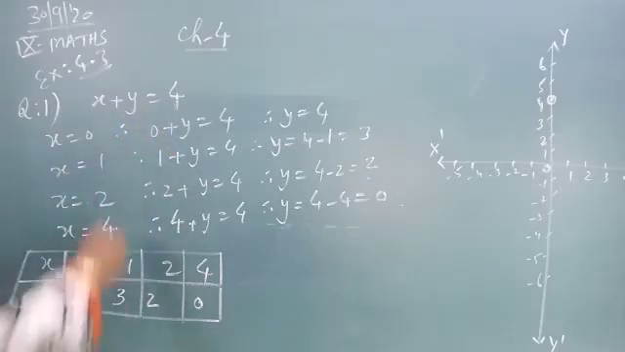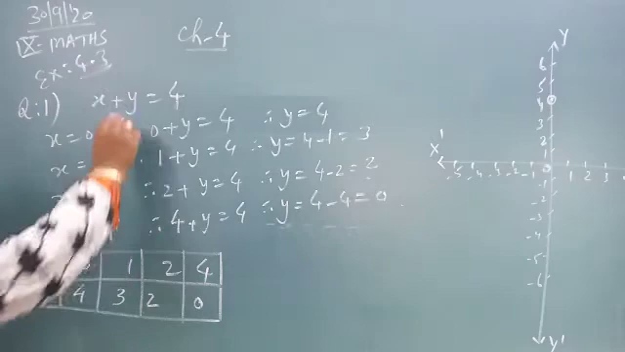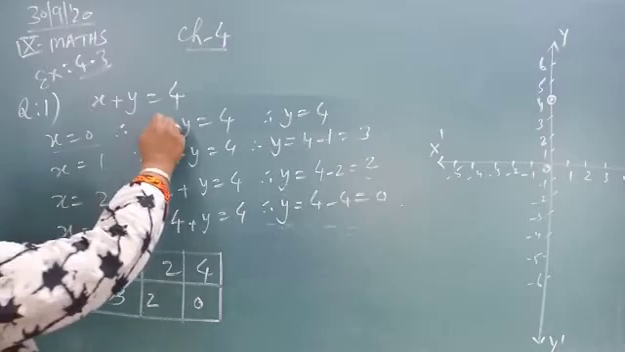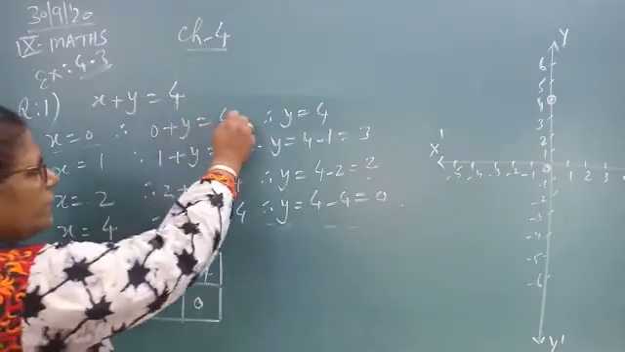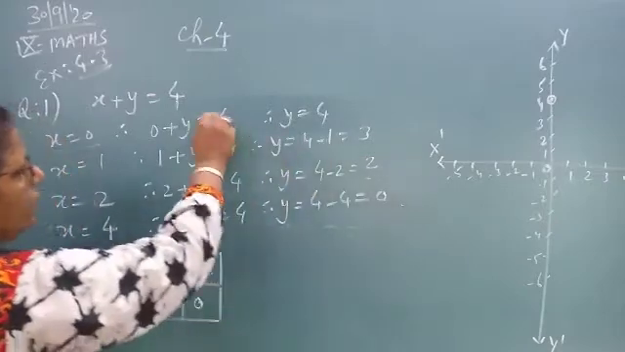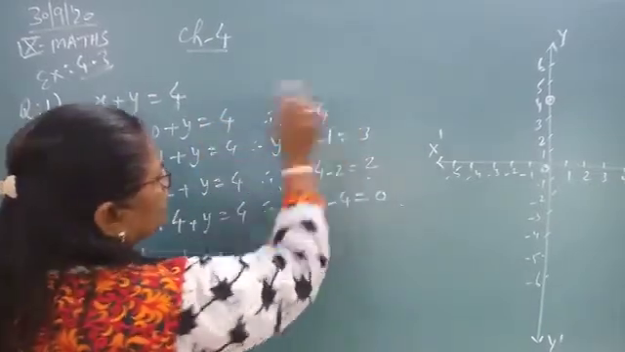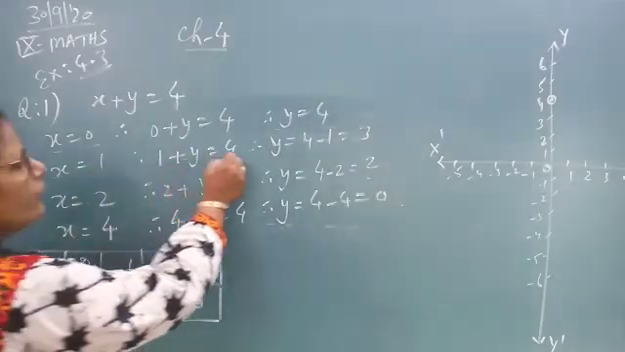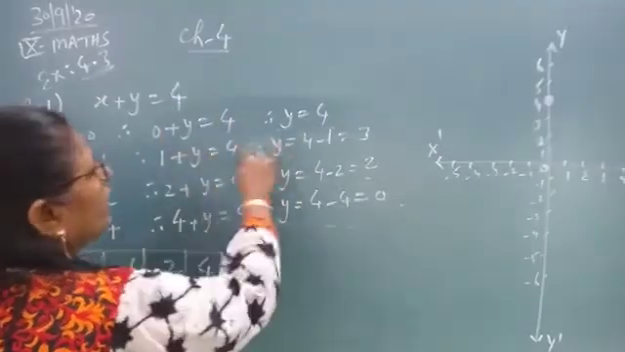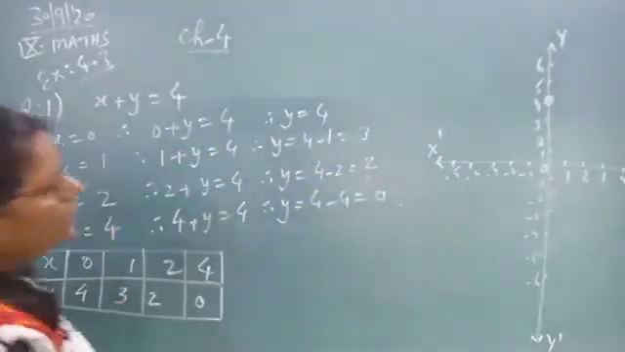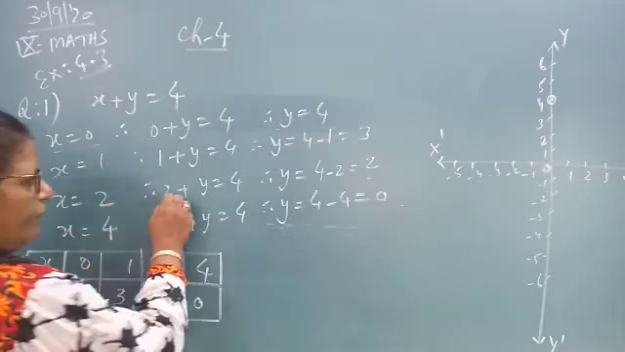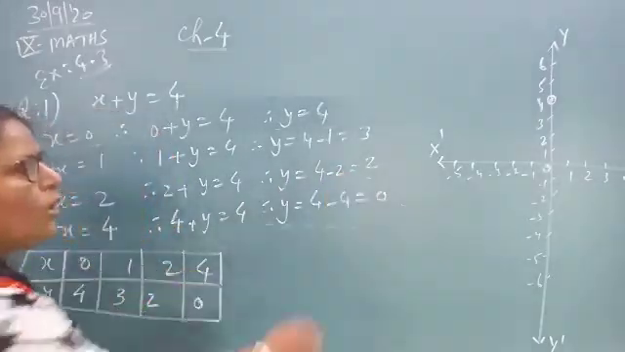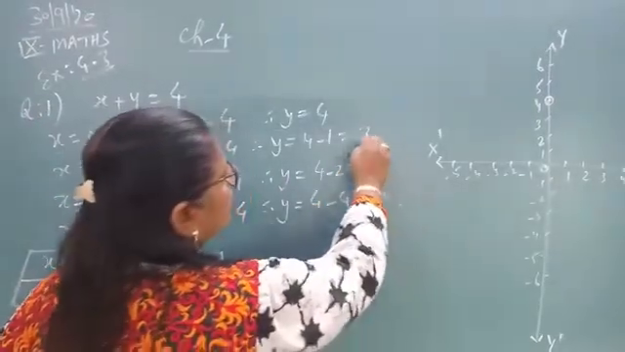Here we take different values of x and we get different values for y. First we take x is equal to 0. So in place of x we take 0, plus y is equal to 4. Take 0 on the other side: 4 minus 0 is equal to 4, so y is equal to 4. Second value, x is equal to 1. Therefore 1 plus y is equal to 4, so y is equal to 4 minus 1, that means 3. Then x is equal to 2. Therefore 2 plus y is equal to 4, so y is equal to 4 minus 2, which is 2.